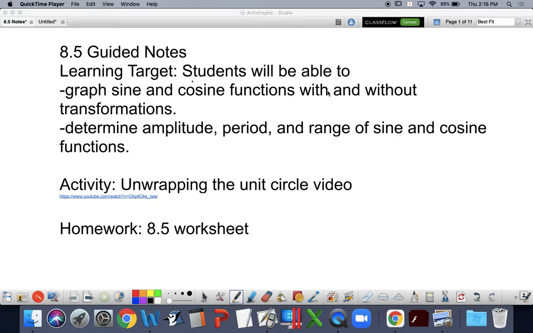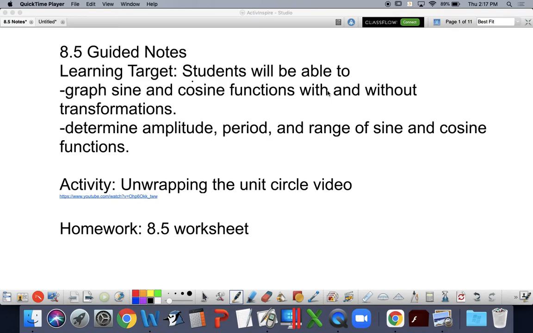All right, so today's learning target, we have two of them. First, we're going to be graphing sine and cosine functions with and without transformations. So we're going to kind of move the sine and cosine functions around the coordinate plane. Things are going to look very different from what we've been doing so far in this unit.